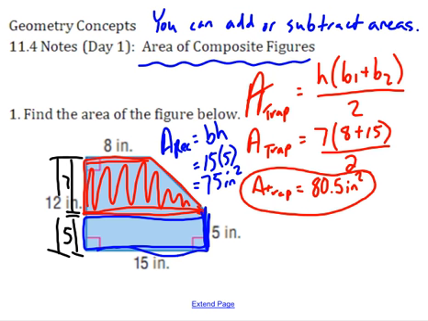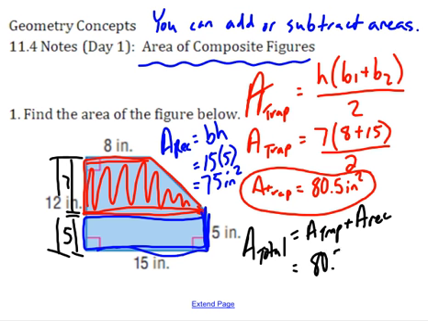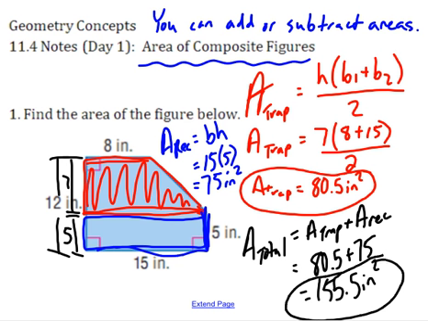And now for the total area, you need to understand it's going to be the area of the trap plus the area of the rectangle. A lot of times you'll see kids write 80.5 plus the 75, and you get 155.5 inches squared.